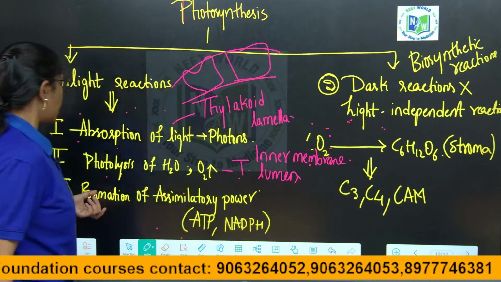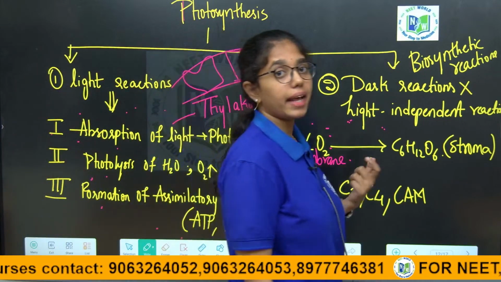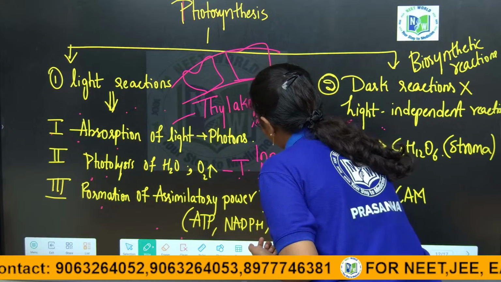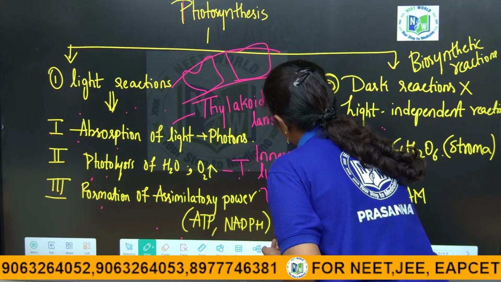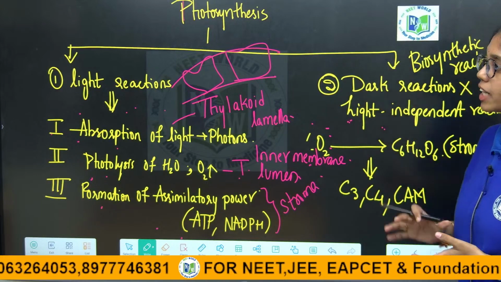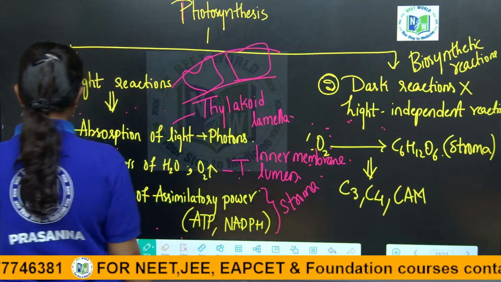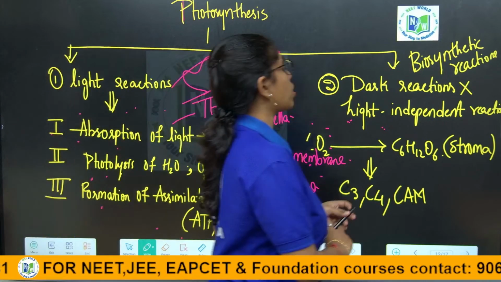Next, formation of assimilatory power, both ATP and NADPH. This is formed where? In stroma. So, all the sites of the reactions are very important for you. If you want, you can take a screenshot of it.